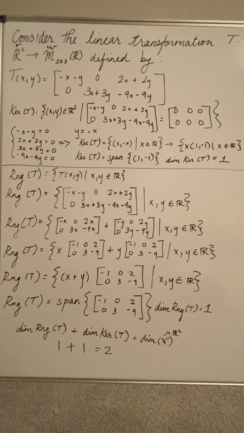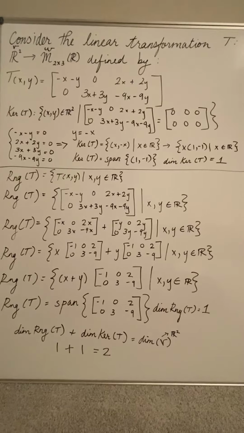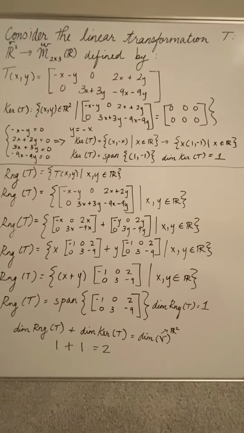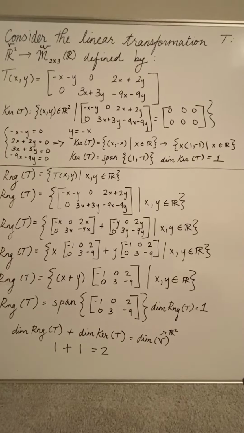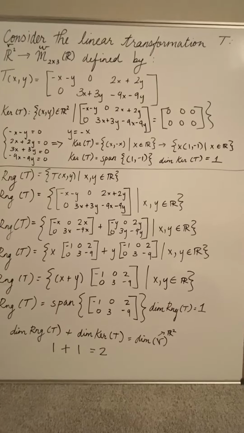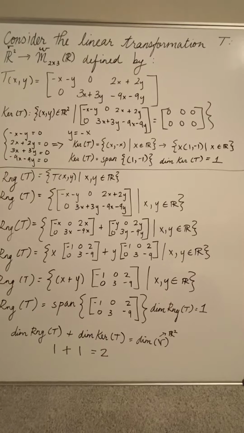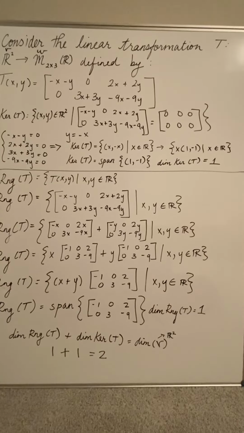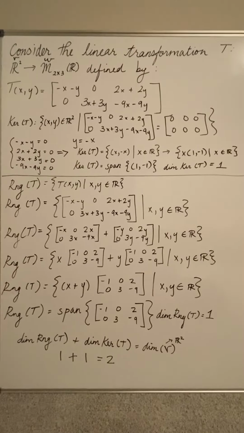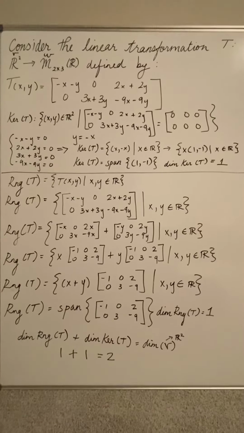And I wrote the kernel of T is equal to the set (x, negative x), since I replaced the y with the negative x, such that x is an element of the real numbers. And then I factored out an x and got that the kernel of T is just the span of the set (1, negative 1), and that the dimension of the kernel then is just equal to 1.